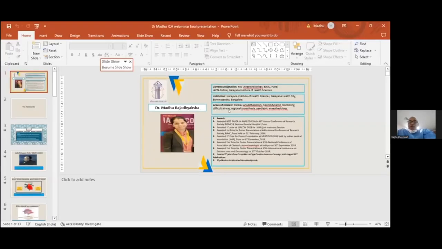Thank you, Nishant. Dr. Raghu, please introduce the next speaker. The next speaker is Mrs. Madhu Nishant, who is a first year ICA fellowship candidate. She is going to talk on cardiac output monitor. Over to you, Madhu.